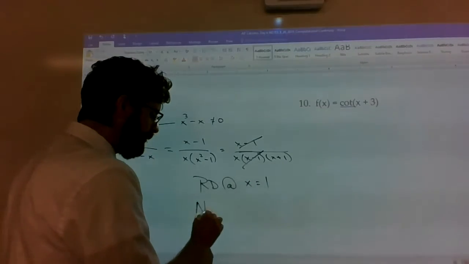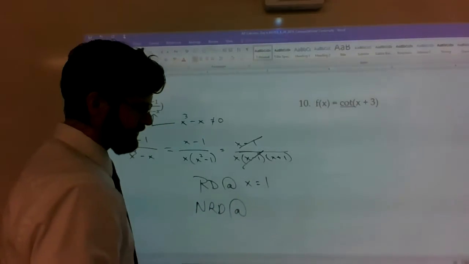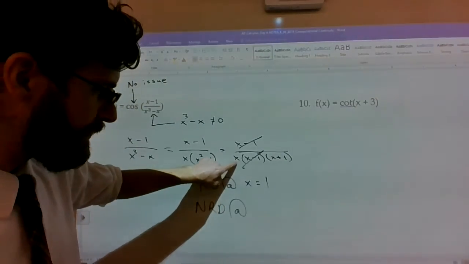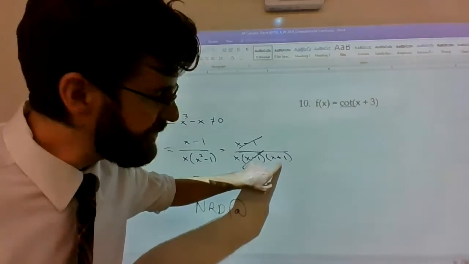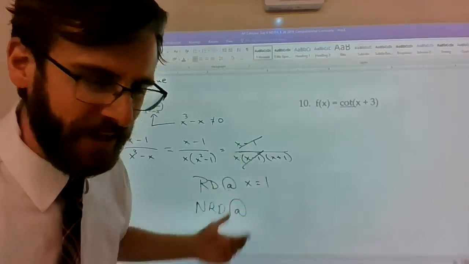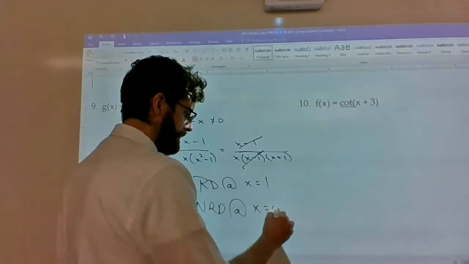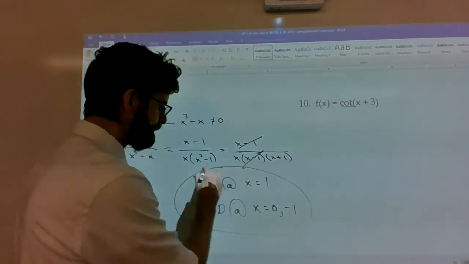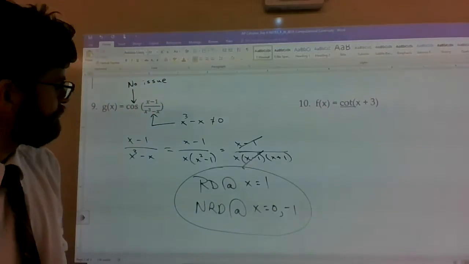And we have non-removable discontinuities at the asymptotes, which are at x equals 0 and x plus 1 equals 0. We just call this one negative 1, though. It's the thing that makes it 0.